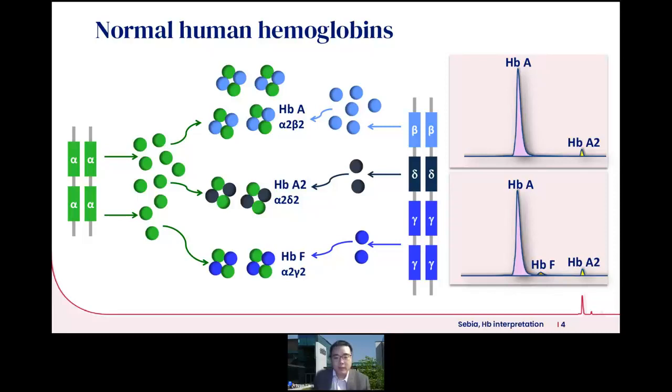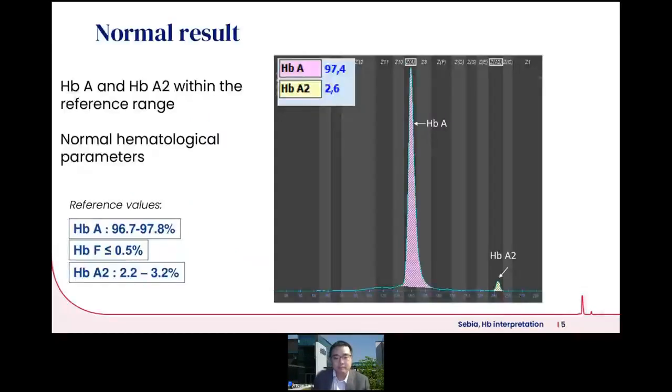genes, right? So in the normal profile, you see a major hemoglobin A peak, okay, a very minor fraction of hemoglobin A2. Occasionally, you do see hemoglobin F being expressed as well, however, in a very low composition. And hemoglobin F expression could be as low as 0.5%. And the normal hemoglobin A2 range percentage would be about 2.2 to 3.2%. Right.